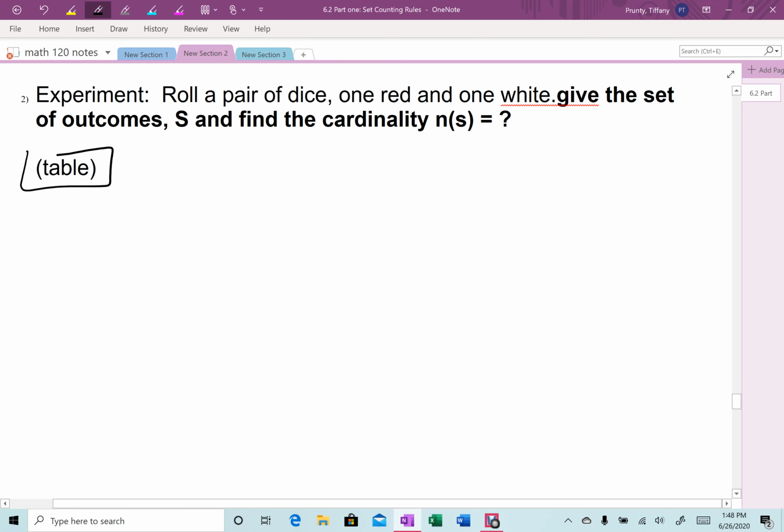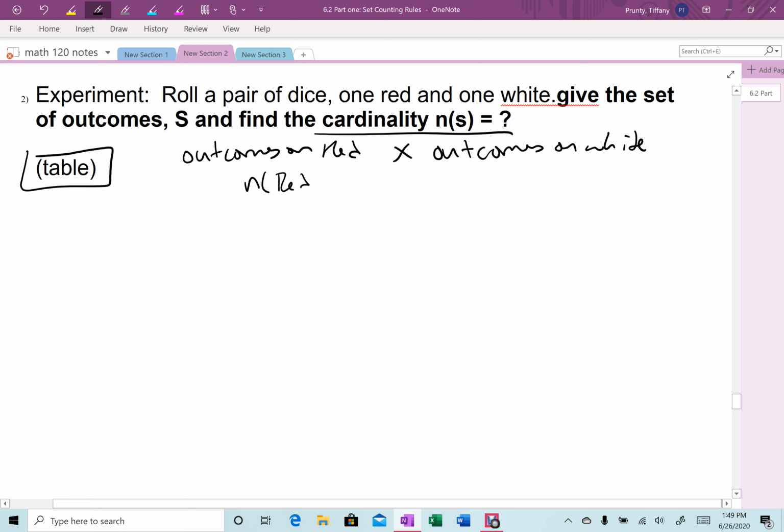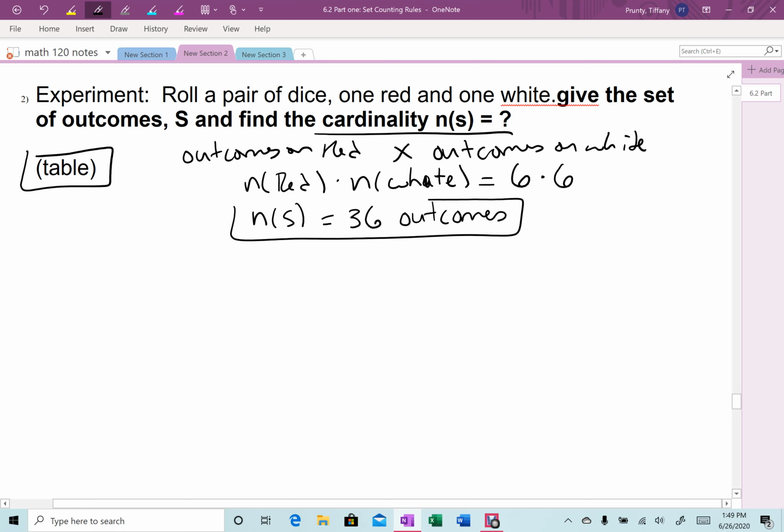All right, so first I'm going to find these with a table, but before I do that, I'm actually going to figure out how many there are. So I've got my outcomes on the red paired with the outcomes on the white. This is the Cartesian product. So it's the number of things that can happen on the red dice times the number of things that can happen on the white dice. Well, the red has 6 possibilities, right? The red dice, when I roll it, can show 1, 2, 3, 4, 5, or 6. The white also has 6 outcomes, so it'd be 6 times 6 for a total of 36 outcomes. There are 36 different outcomes when I roll 2 distinguishable dice.